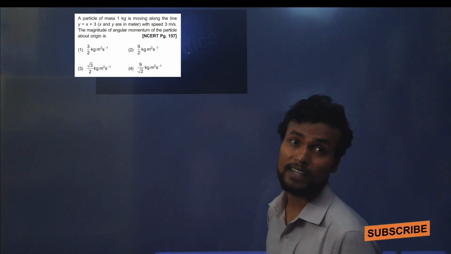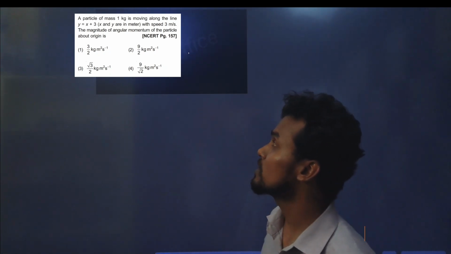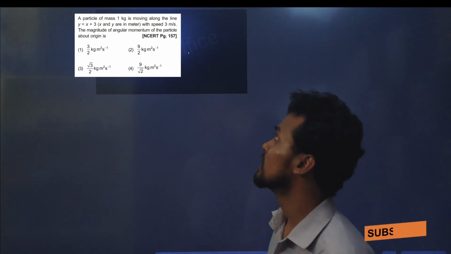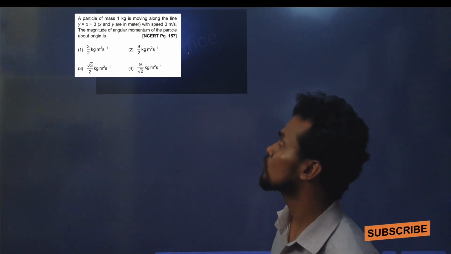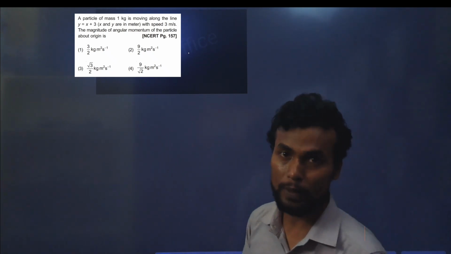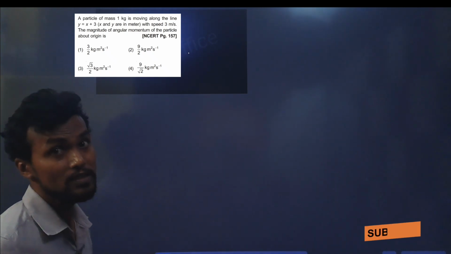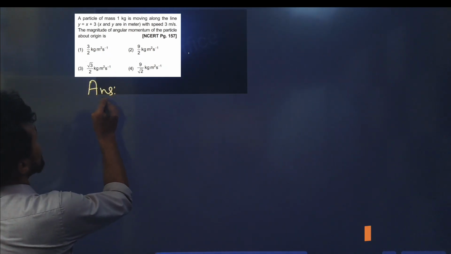Here also again there is a question. This is actually an NCERT question. So let's see the question. A particle of mass 1 kg is moving along the line y equal to x plus 3 with speed 3 meter per second. The magnitude of angular momentum of the particle about the origin is. Very standard question, many times they have asked it in the NEET exam also.